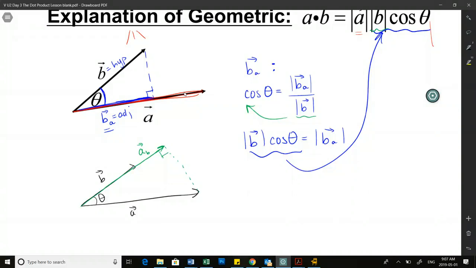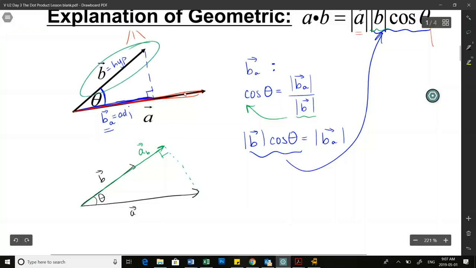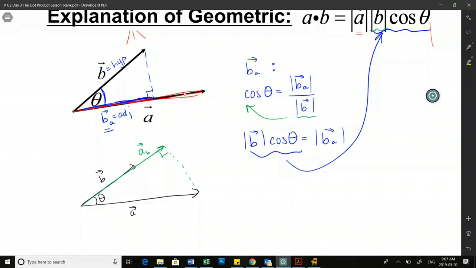So I'm just saying, you're going to think about it as a shadow. What shadow part of this B will be put onto this component of A? That's kind of the idea of shining a light. Okay? Another way to think about the dot product is to think about Mario Kart.